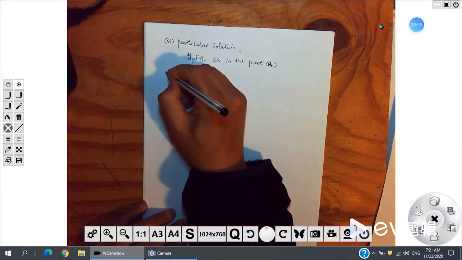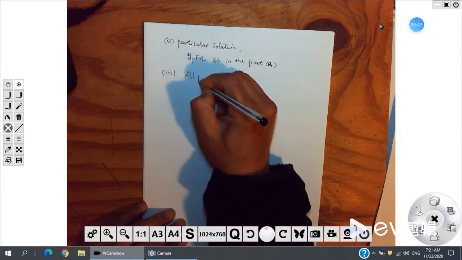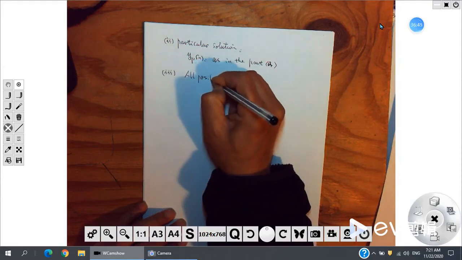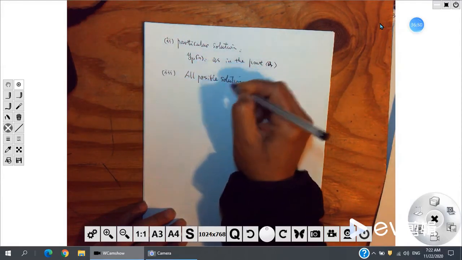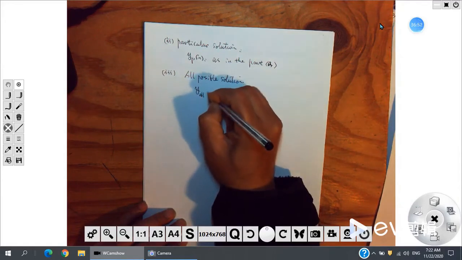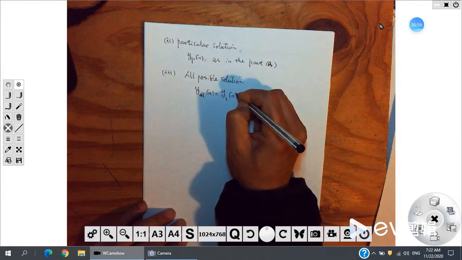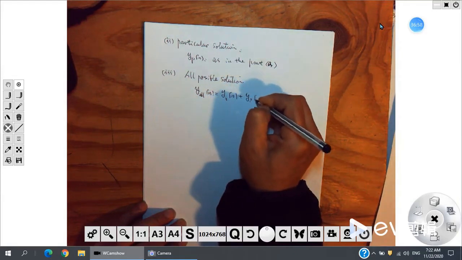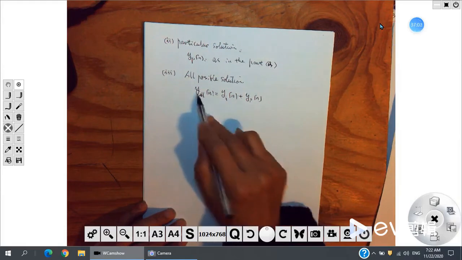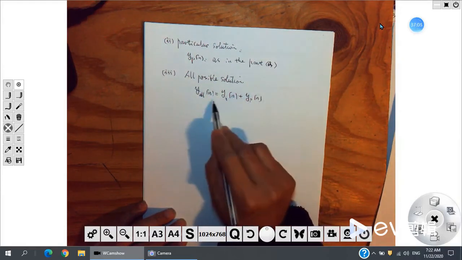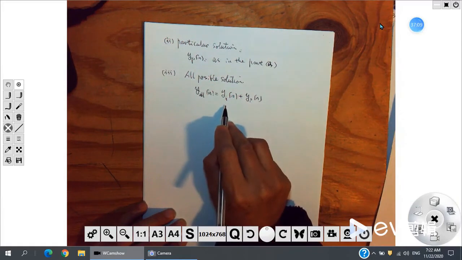Then third part, we have all possible solutions, y, which is the homogeneous solution plus the particular solution. Because for the homogeneous solution you have different choices, so these are all possible solutions. This solution is not unique. You have some parameters that are changing, right, in this part.